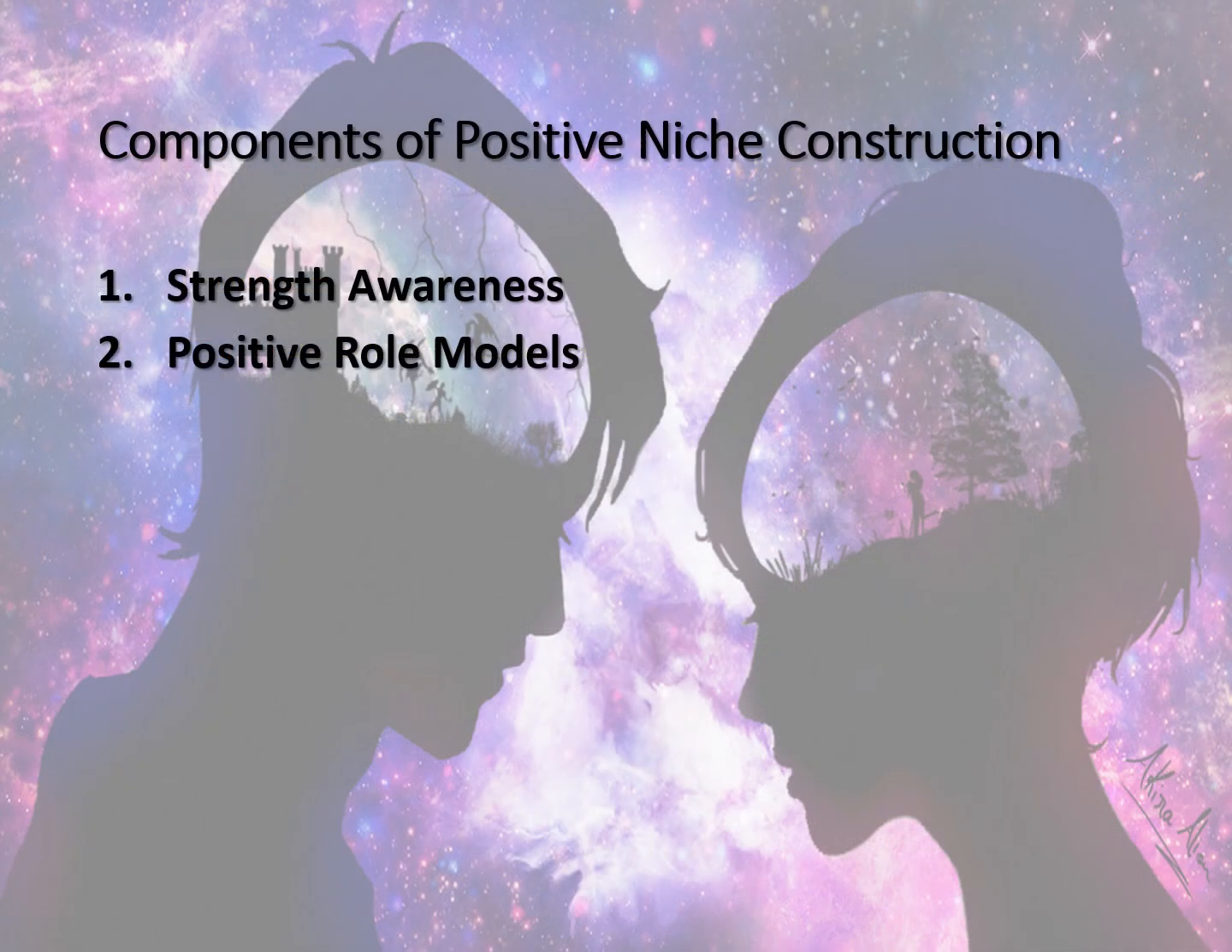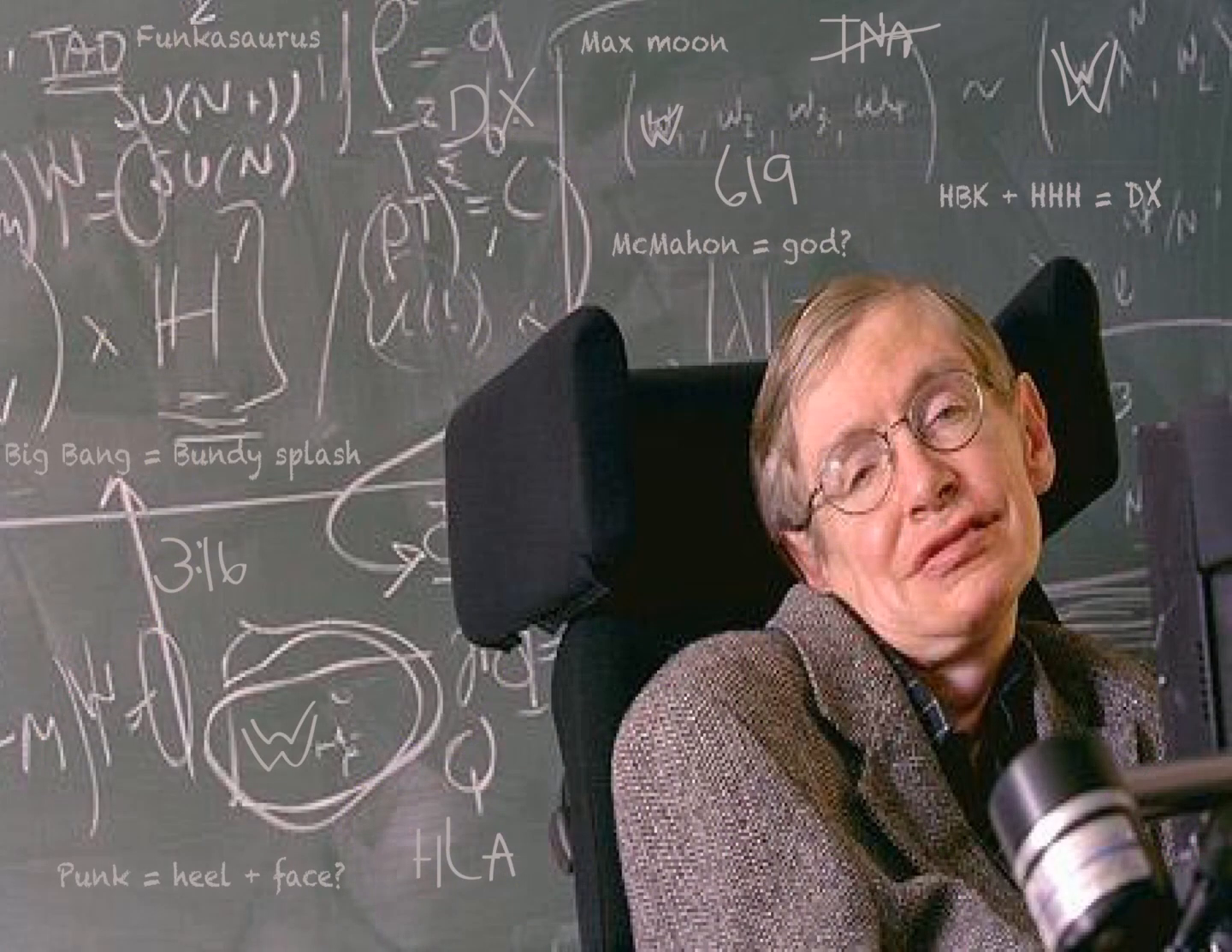The second component of positive niche construction is positive role models. I think it's really important for neurodiverse individuals to see that there are others who have their similar neurodiversity who have done incredible things in life. Certainly we think of Stephen Hawking as one exemplar of that.